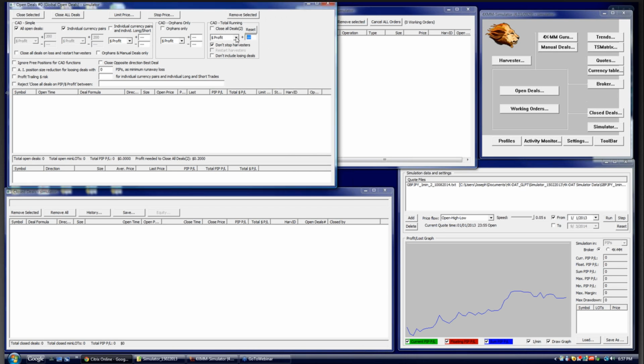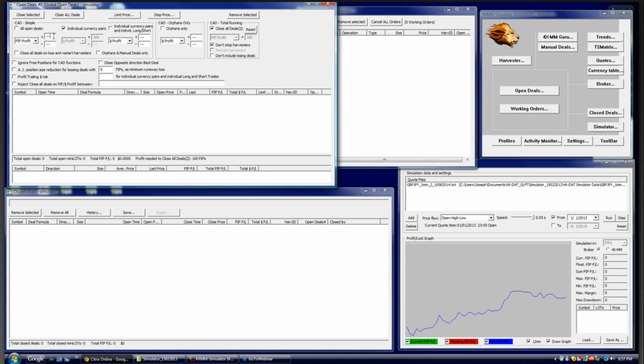What I'll do, I'll change this one setting here. I'll change this setting. What I'm actually doing is preparing the open deals window. This is where the open trades are going to be shown and managed within this window.